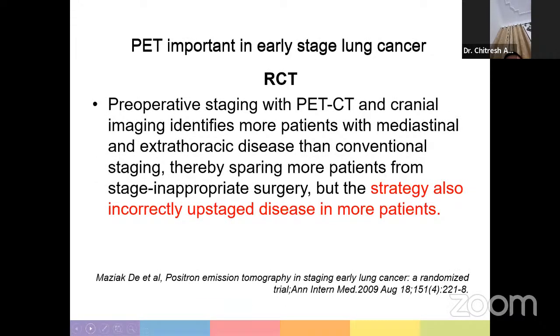So PET, as we have discussed, is important in early stage lung cancer because preoperative staging with PET and cranial imaging identifies more patients with mediastinal and extrathoracic disease than the conventional staging. And therefore, it spares more patients from stage-inappropriate surgery. But this strategy also incorrectly upstages some patients, where it was early disease, but PET thought that this node was positive, or we interpreted that node to be positive, and we tried to upstage the disease from either N0 to N1 or N1 to N2.